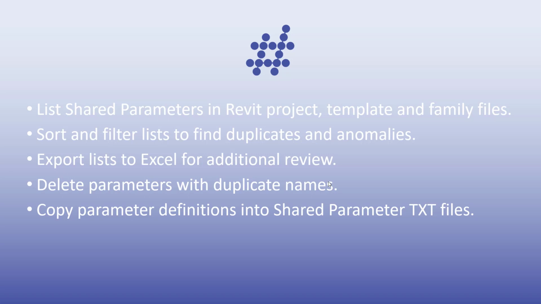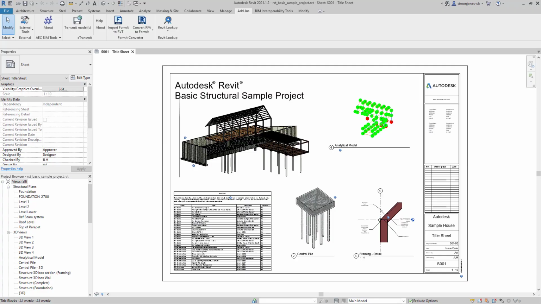If you do find parameters with duplicate names, you can use the tool to delete them. And as an alternative to the built-in export option, and if you know what you're doing, you can use the copy feature to copy the parameter definitions into the clipboard and paste them directly into shared parameter TXT files. Now let's take a look at this inside Revit.